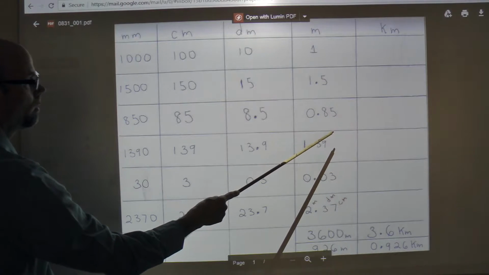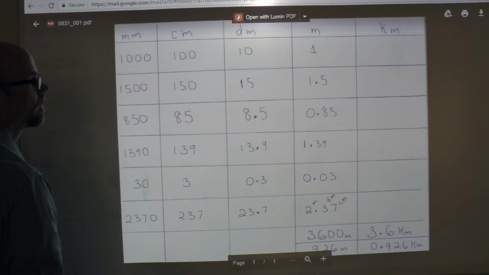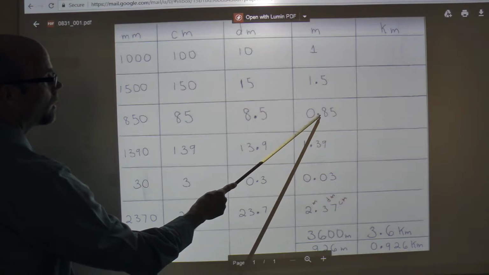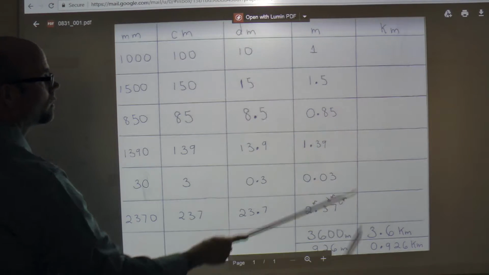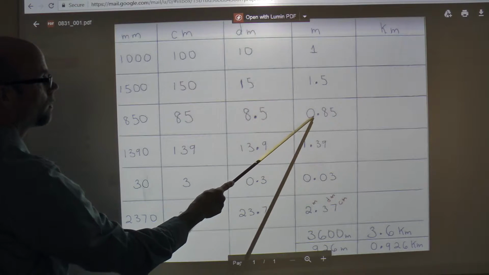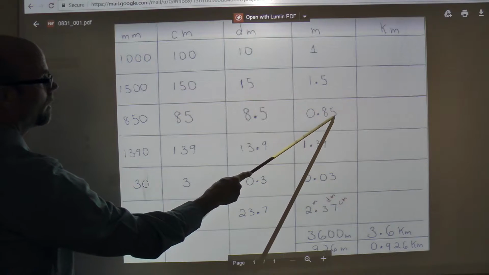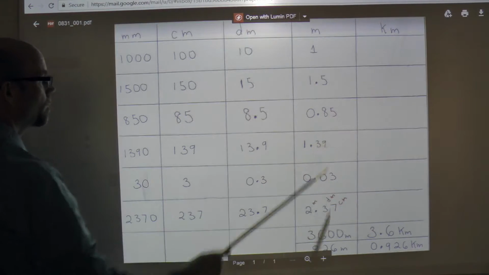Just like when we learned in the money unit, the dollar, decimal, dimes. If it was dollars, decimal, dimes, pennies, when it comes to metric, the first digit represents how many meters. The decimal separates meters from decimeters, and 5 indicates centimeters.